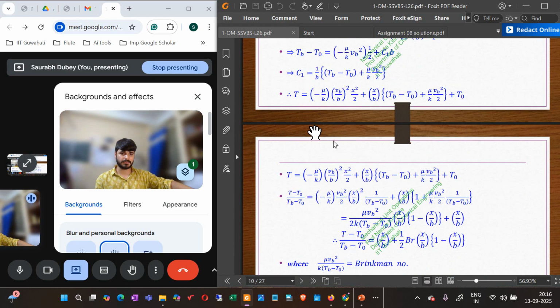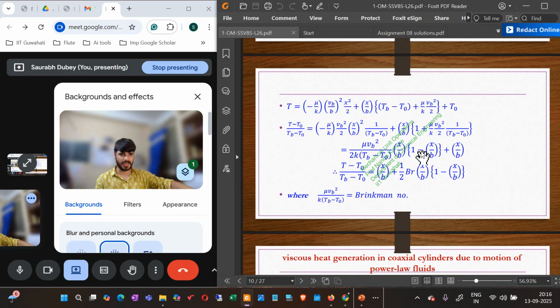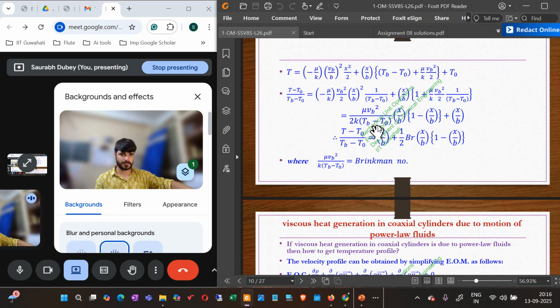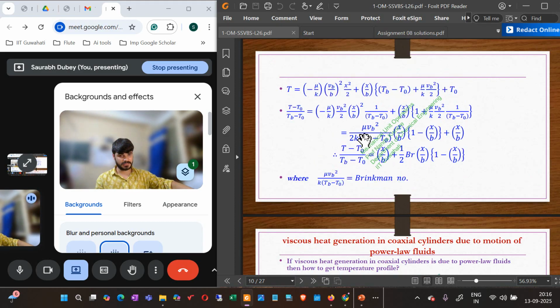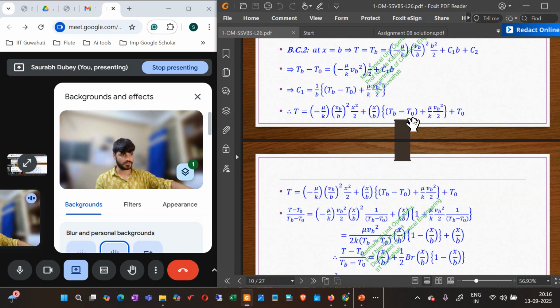Now the temperature distribution you can easily calculate. You now know C1 and C2. Just put that back and rearrange the equation. Once you rearrange this equation in terms of T minus T0 divided by Tb minus T0, this particular factor that is there, you can consider that to be Br, and this is called the Brinkman number. You actually have to consider that this Brinkman number came up when you considered it to be a Newtonian fluid.